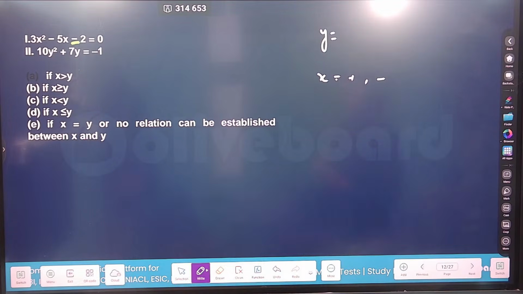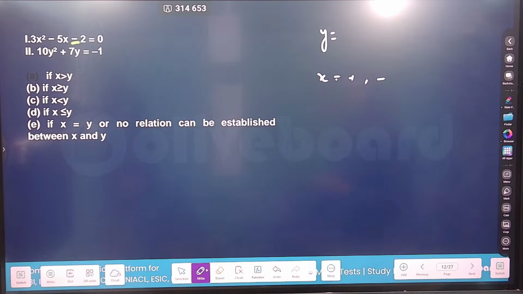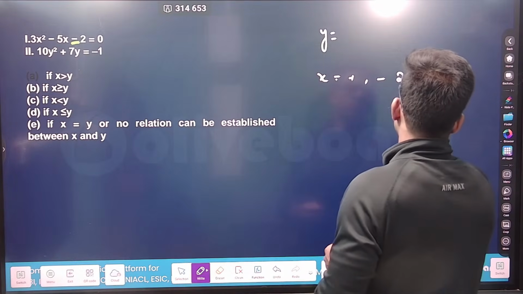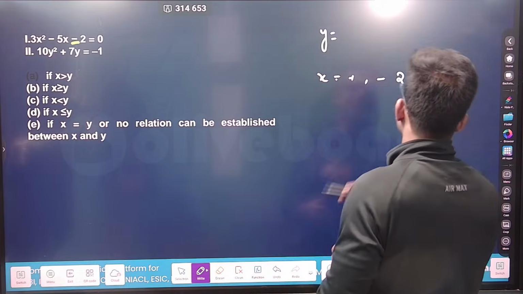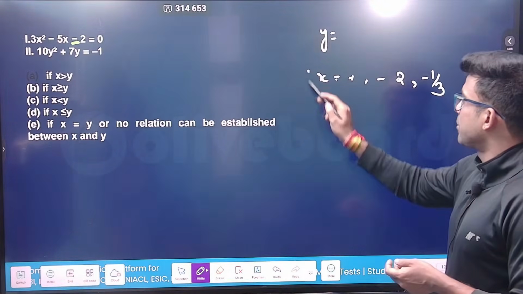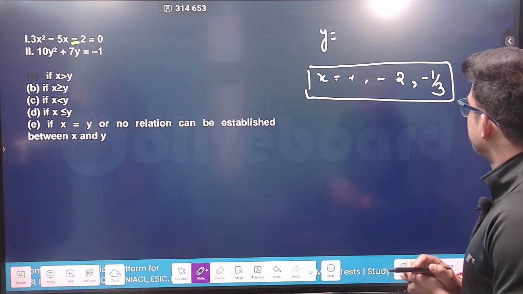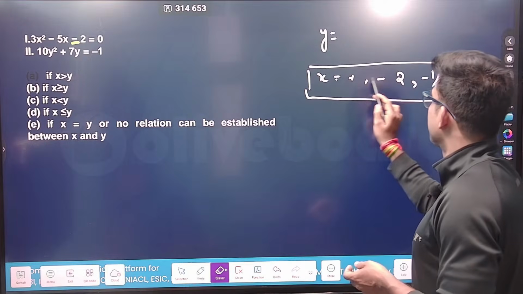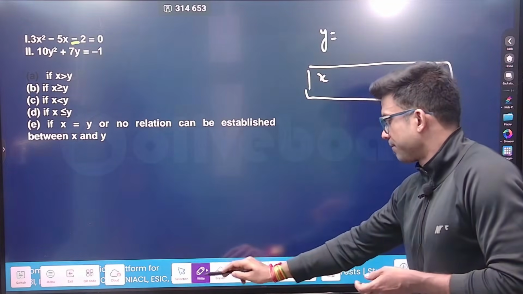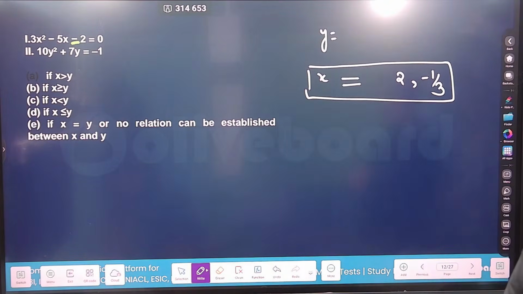So 2x square minus 5x minus 2, 3x square minus 6x plus x. So the roots would be what? Can I say the roots would be 2 and minus 1 by 3? 2 comma minus 1 by 3. Correct? For this x, come on, cross check fast. Please don't misunderstand, this is x. X equals 2 comma minus 1 by 3. Correct. Let's go for the value of y then.